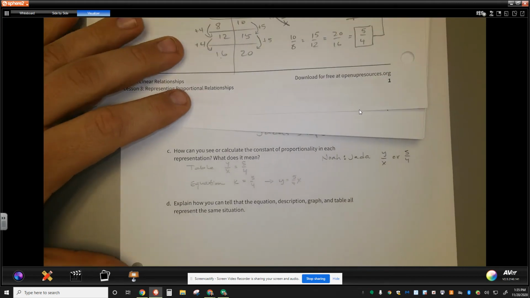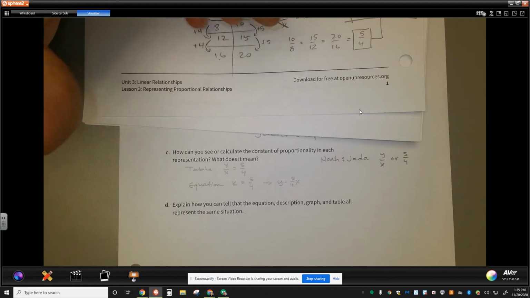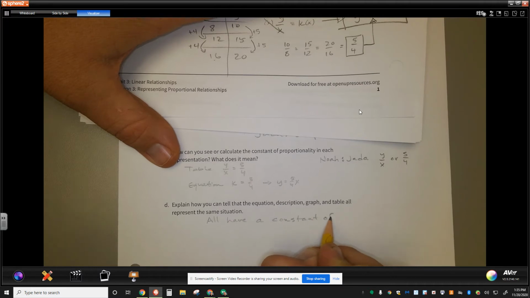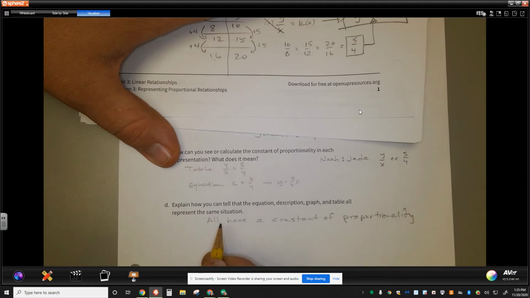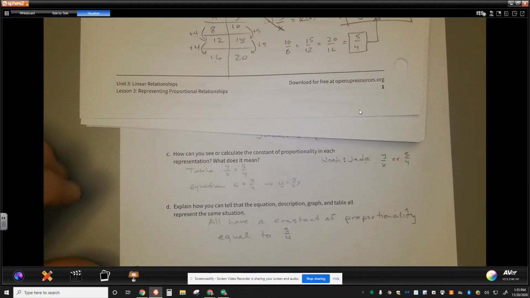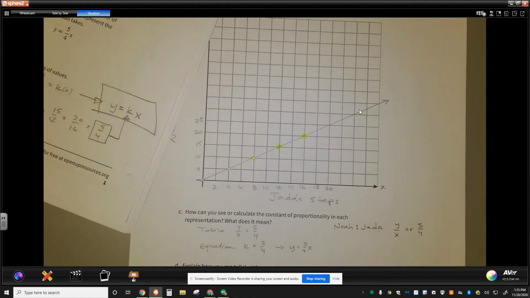When we look at part D and explain how you can tell the equation, the description, the graph, and the table all represent the same situation, we can look at this and see one major common thing is that all of them have a constant of proportionality equal to 5/4. Think about it. We talked about the table, the equation, we talked about the description, and we can even talk about that with the graph, that we see those same things. So kind of cool.